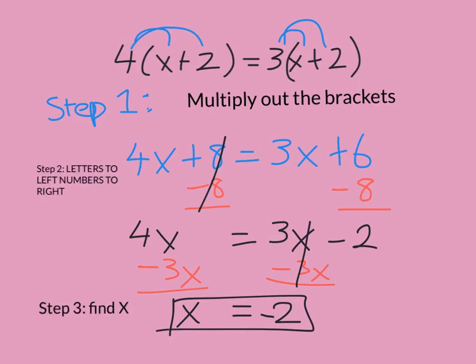Okay, so just because I had said it was going to be a three-step. So first step, multiply out the brackets. The second one is letters to the left, numbers to the right, or what we know as the balancing method. And then step 3, we're just going to go ahead and find the x. So if it was the case that this was 4x minus 2x and you had 2x here, you remember that you divide both sides by whatever number is in front of the x.